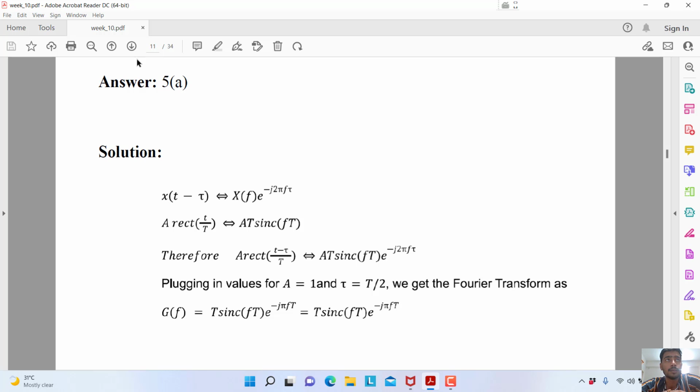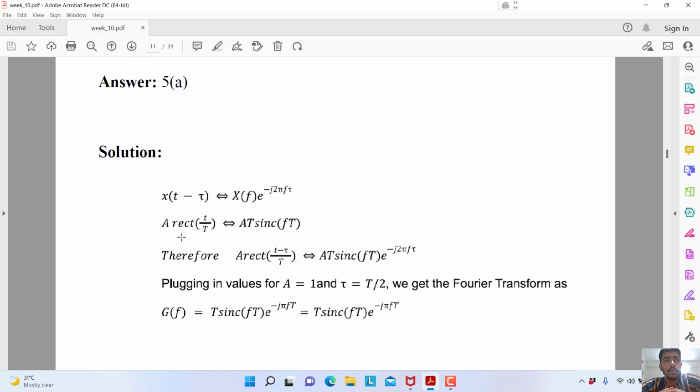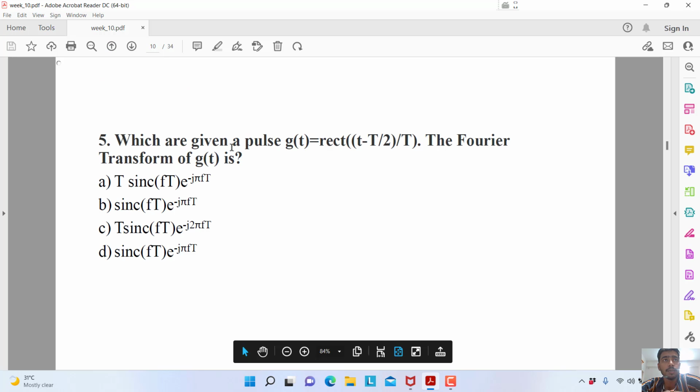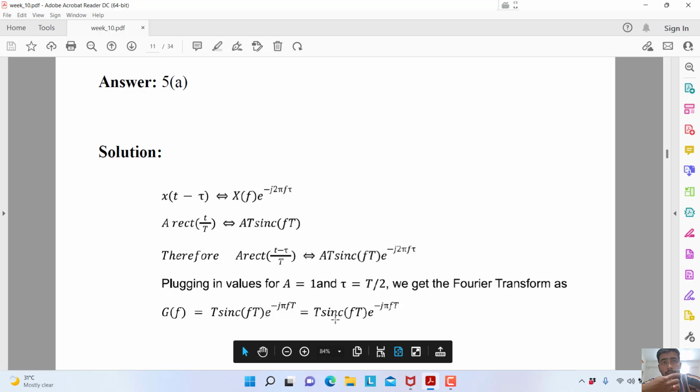But in our input signal the amplitude is 1, so we put A equal to 1, and tau is replaced by T by 2, because here tau is T by 2. So it will become T sinc(fT) e to the power minus j pi f T. You can arrange them and it will become this. So option A is the right answer.